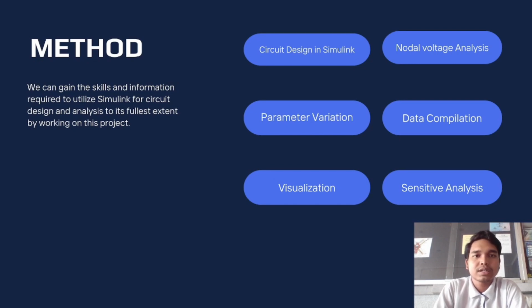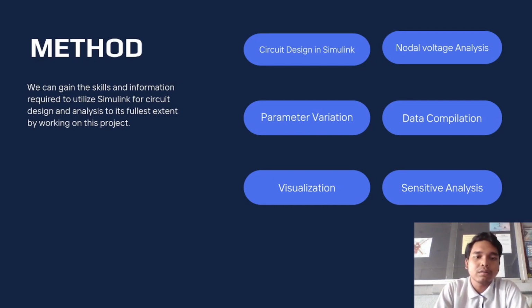So we have 6 methods. First, circuit design in Simulink. For circuit design in Simulink, begin by launching the Simulink environment, create a new Simulink model and set up the circuit components as illustrated in figure 1. Use a proportionate block for resistor, voltage source and current source to model the circuit accurately.